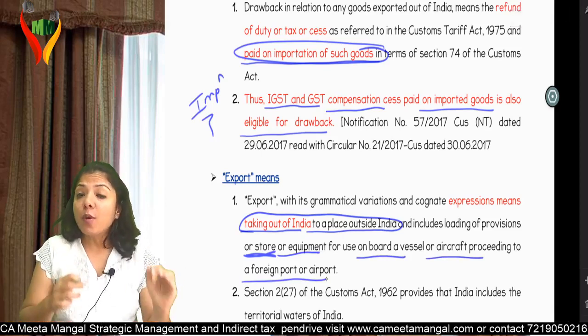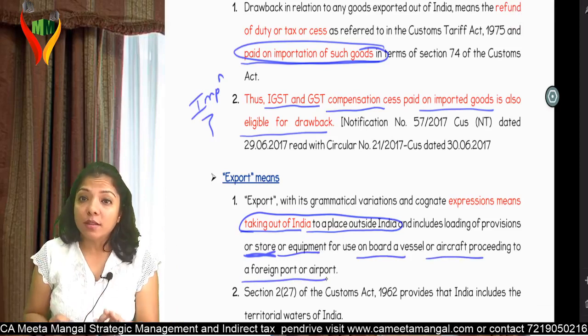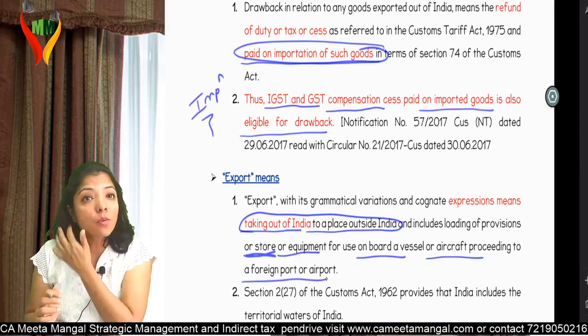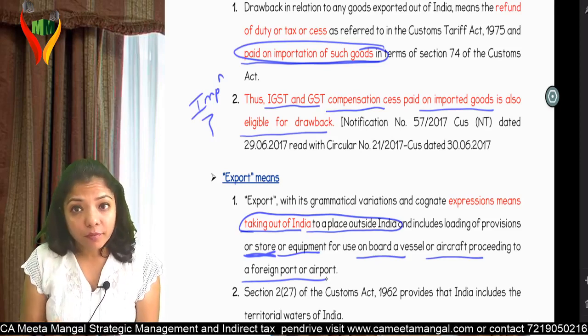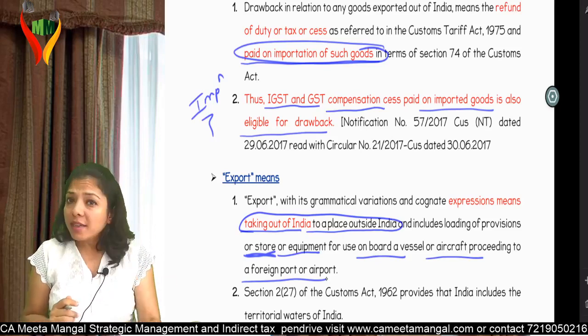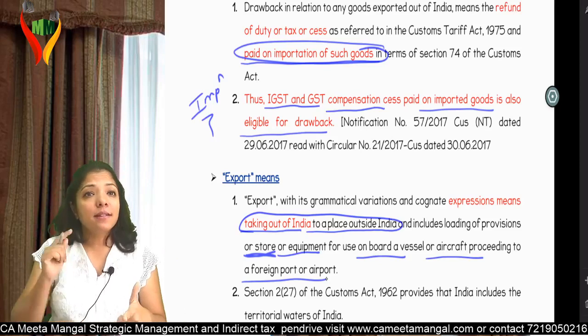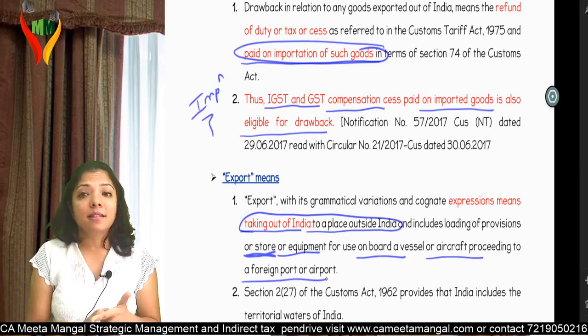Your stuff is going as stores in a foreign going vessel. Stores is also considered as what? As export under section 74. Am I clear? So two things. If you're taking goods outside India, it is export. If it's going as stores in a foreign going vessel, it is export.